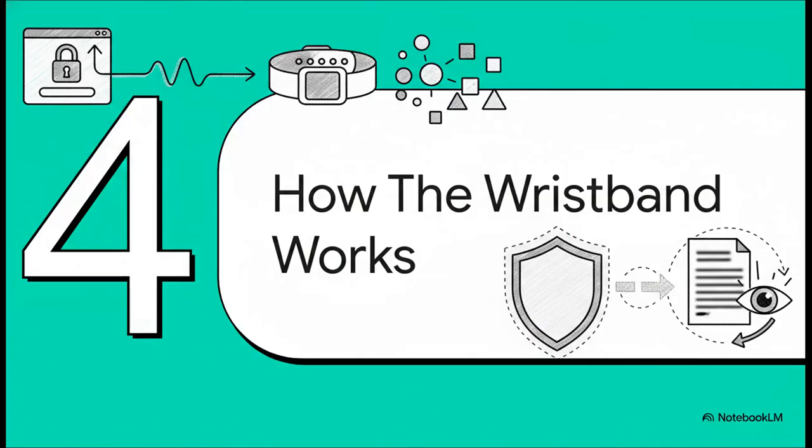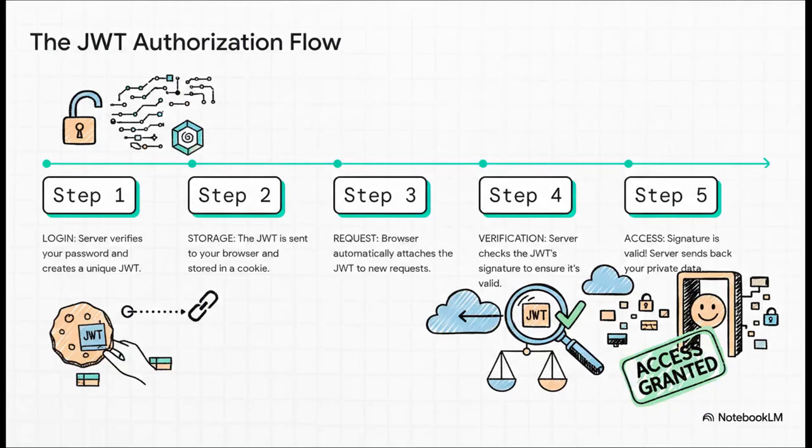All right, so let's put it all together. Let's walk through the entire journey, from the second you hit login to the moment your private data appears on screen. Here's how that digital wristband does all the heavy lifting. It's basically a 5-step dance. Step 1. You log in with your username and password. The server checks them, says, "Yep, you're good," and creates your unique JWT wristband. Step 2. The server sends that wristband back to your browser, which tucks it away in a safe little spot, usually a cookie. Step 3. Now you click on something. Say, "View my profile." Your browser automatically grabs that wristband and attaches it to the request, without you even knowing.